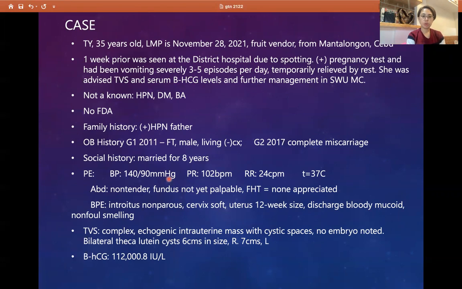Her family history is hypertension on the father's side. She had 2 other pregnancies before this current one: 2011 a normal vaginal delivery, and 2017 a complete miscarriage. She's been married for 8 years and wanted to have another pregnancy. On the vital signs, we note an elevated blood pressure of 140/90, tachycardic, and increased RR at 24 cycles per minute, not febrile.